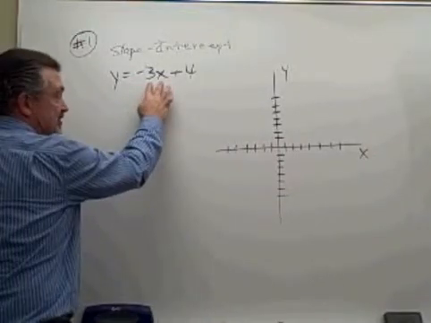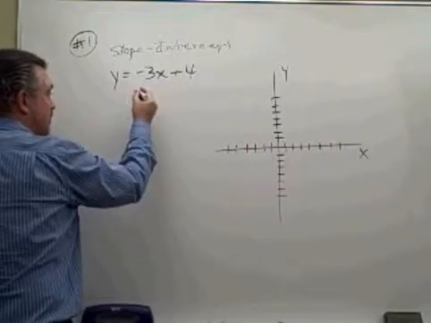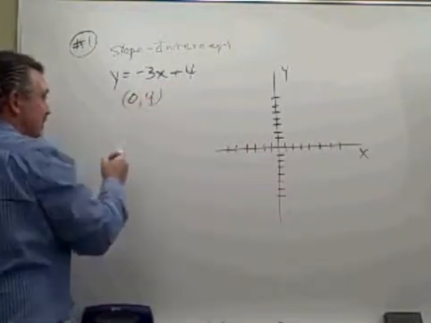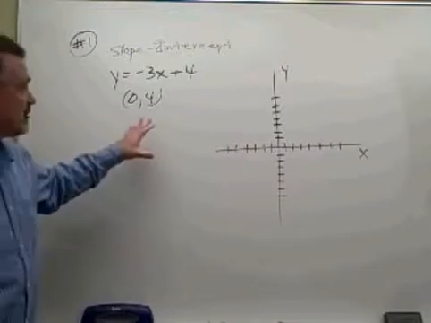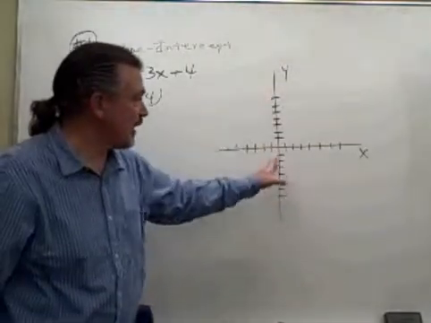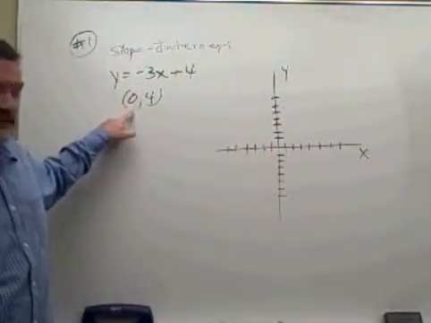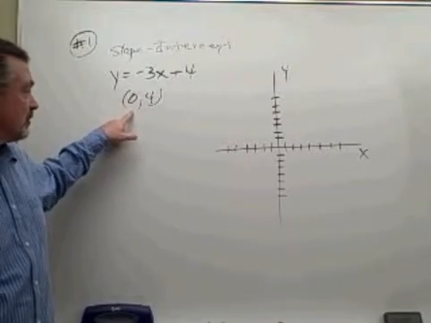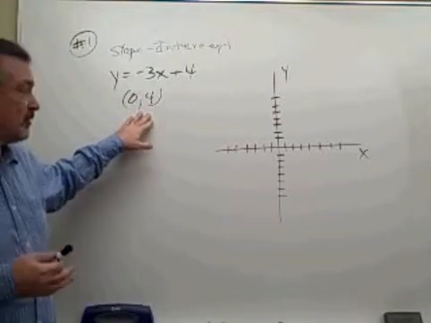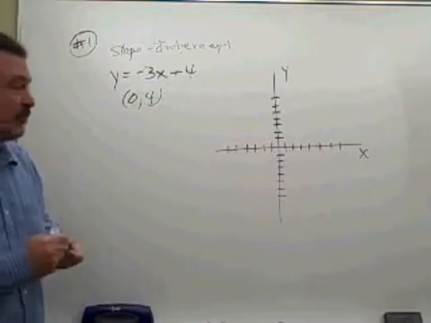If we let x be 0, then y is 4. That's what the y-intercept represents. The y-intercept is where the line crosses the y-axis, and where you cross the y-axis, the x value is 0. So here's a solution we can immediately graph. That would be the point 0, 4.